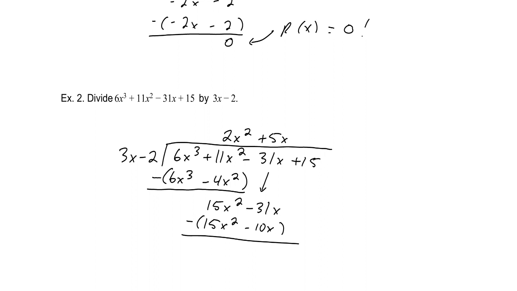Negative 31 minus negative 10. That's negative 31 plus 10. So minus 21x. And then we'll bring down our 15.